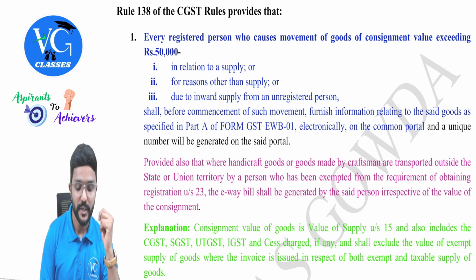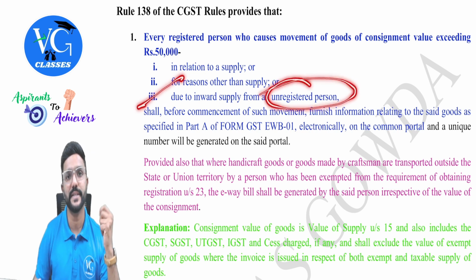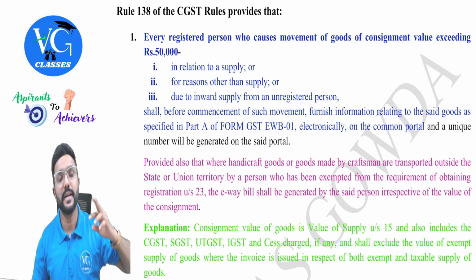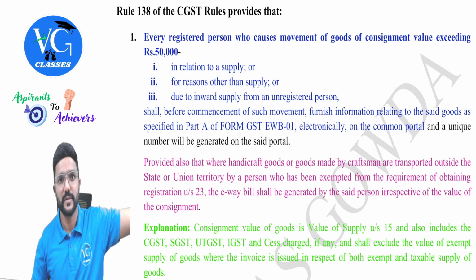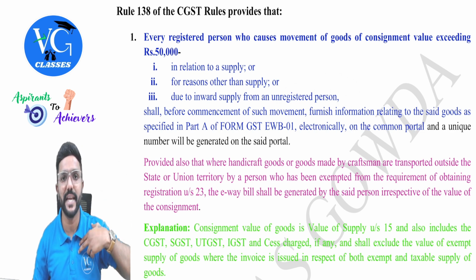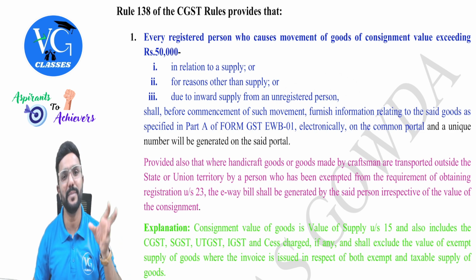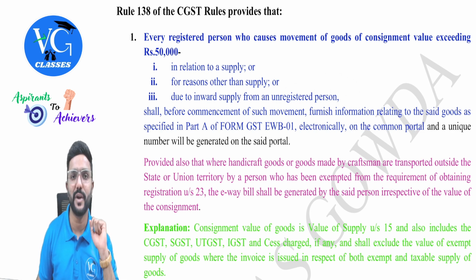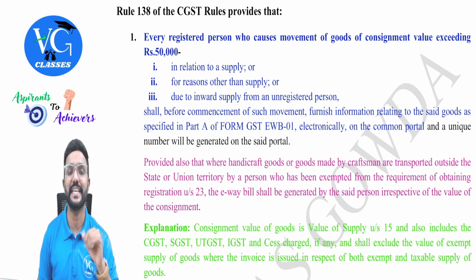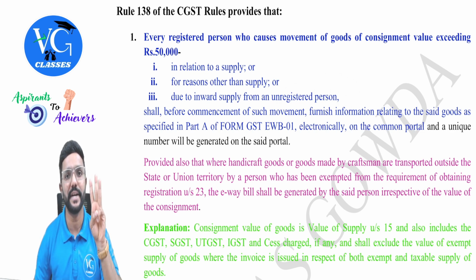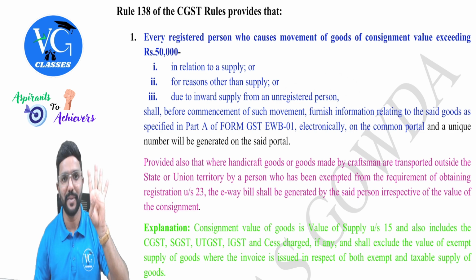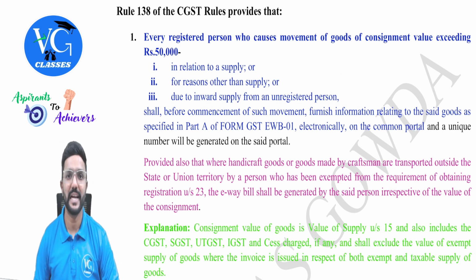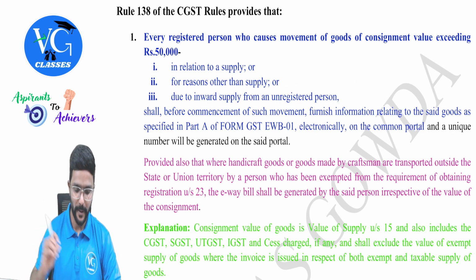Yes. Then, due to inward supply from an unregistered person: assume on my inward supply, sir, the supplier is not registered. So if the supplier is not registered, can I generate the e-way bill as a recipient? Yes. Normally, the supplier is the one who will generate the e-way bill. But if by chance the supplier is not registered, can the recipient generate? Yes. There are actually three options to generate an e-way bill. First is always the supplier. If the supplier is not generating, then the recipient. If not both, then the transporter can generate, guys. Okay.